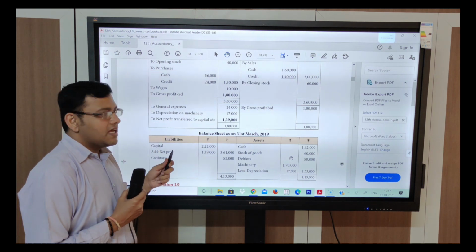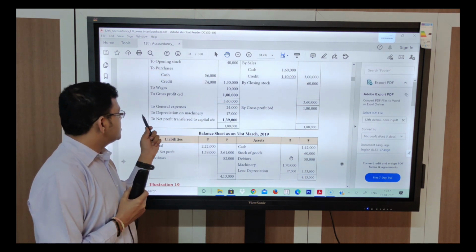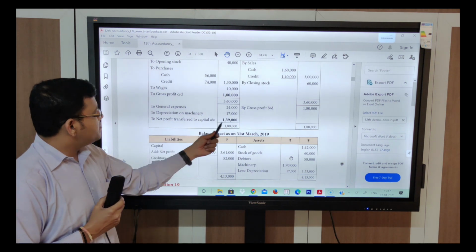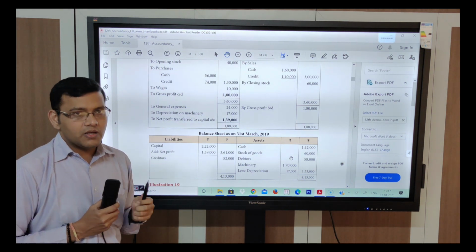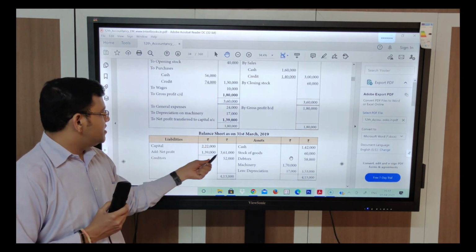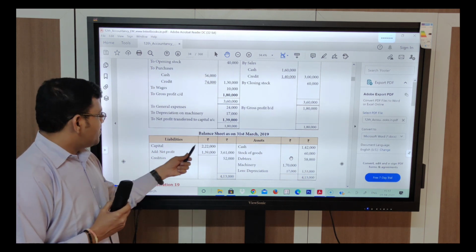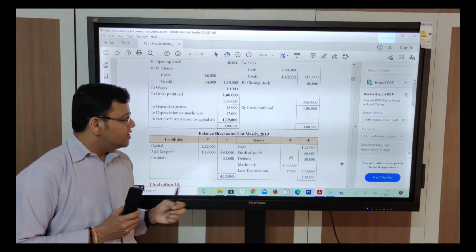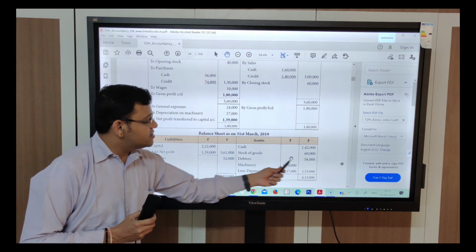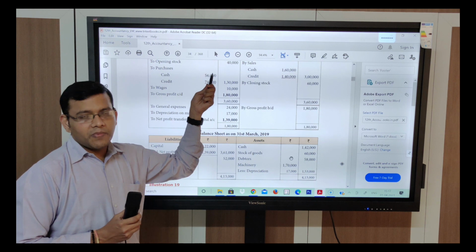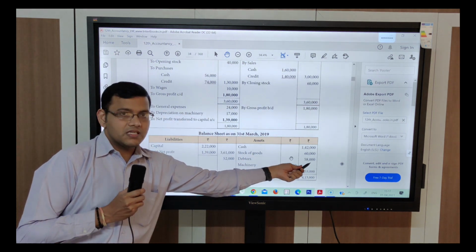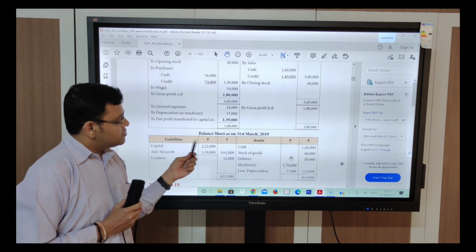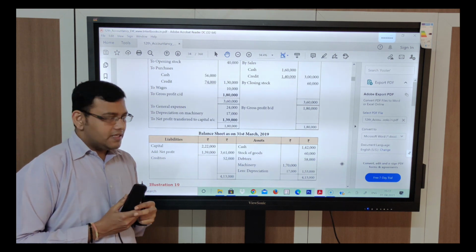On the debit side we have the other expenses, general expenses, depreciation, and the net profit is going to be 1,39,000. Where will this be transferred? To the capital account. So the capital opening balance was 2,22,000. To this we are going to add the profit. The other asset items are there. The debtors account that we prepared gave the closing balance of 58,000. That is how your balance sheet will tally.